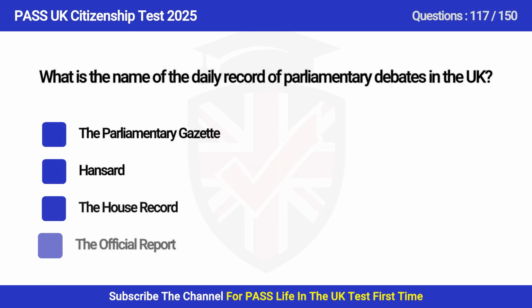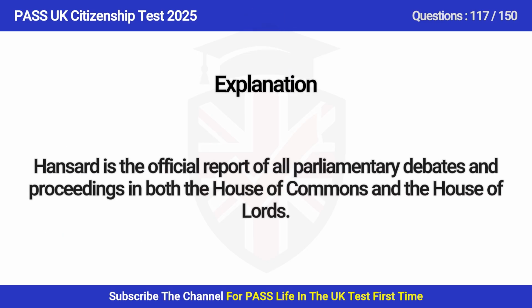Question 117. What is the name of the daily record of parliamentary debates in the UK? A. The Parliamentary Gazette, B. Hansard, C. The House Record, D. The Official Report? Answer is B. Hansard. Hansard is the official report of all parliamentary debates and proceedings in both the House of Commons and the House of Lords.